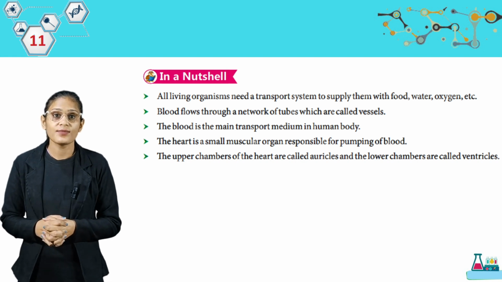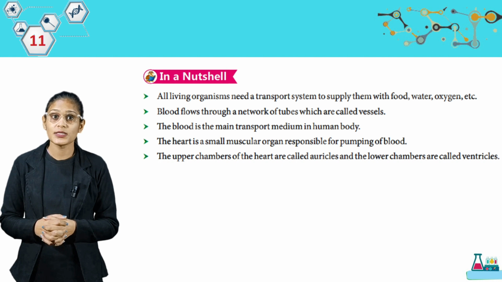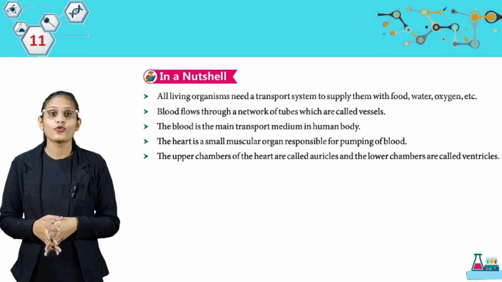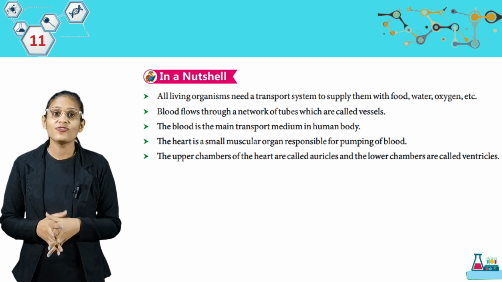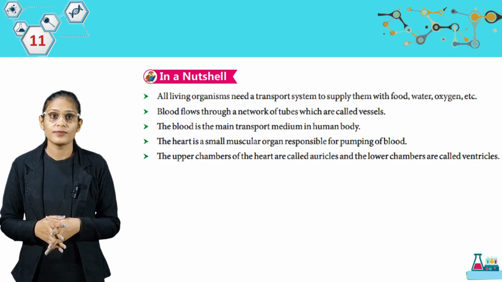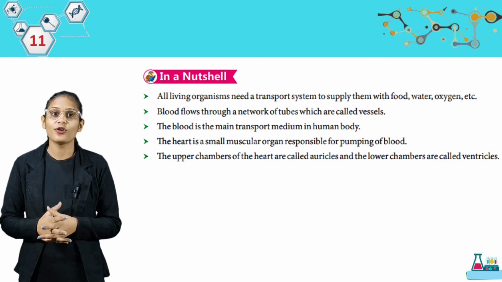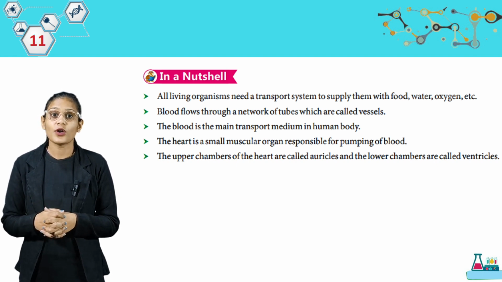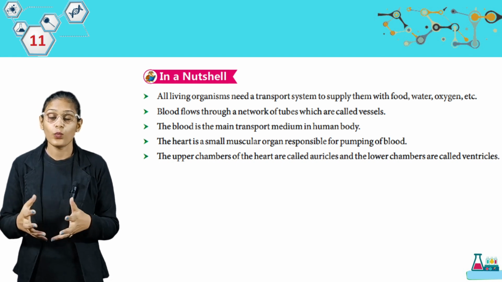All living organisms need a transport system to supply them with food, water, oxygen, etc. Blood flows through a network of tubes which are called vessels. The blood is the main transport medium in the human body. The heart is a small muscular organ responsible for pumping of blood. The upper chambers of the heart are called auricles and the lower chambers are called ventricles.